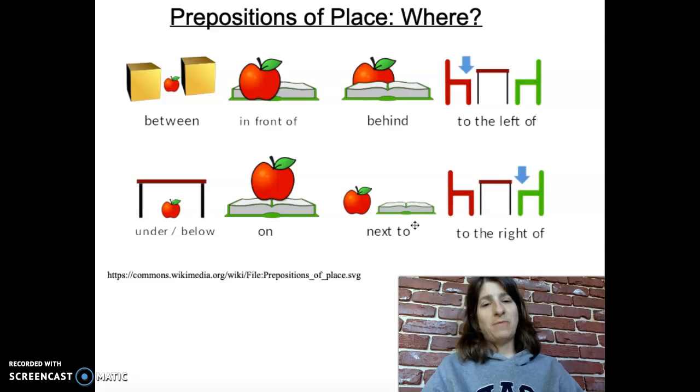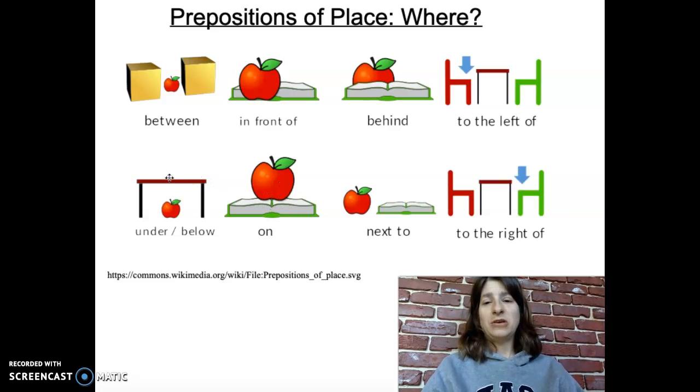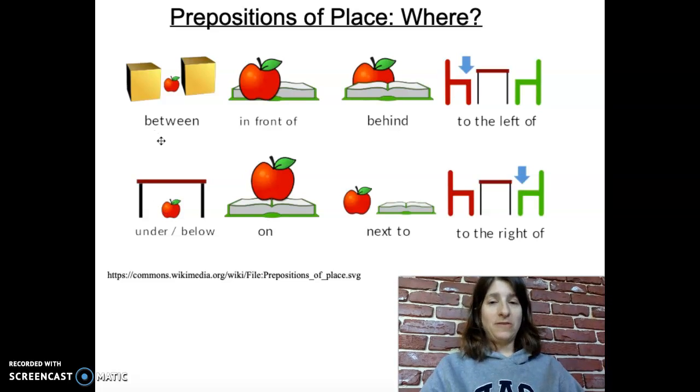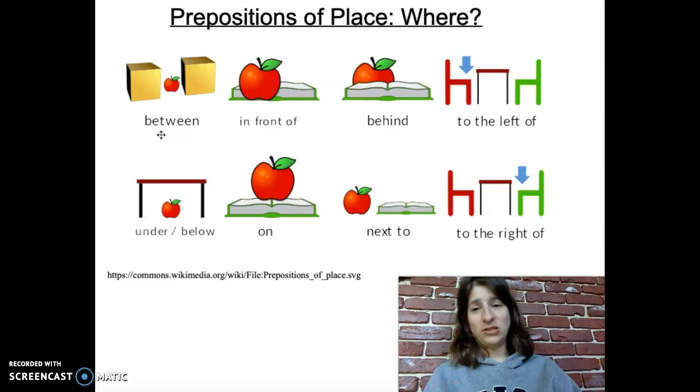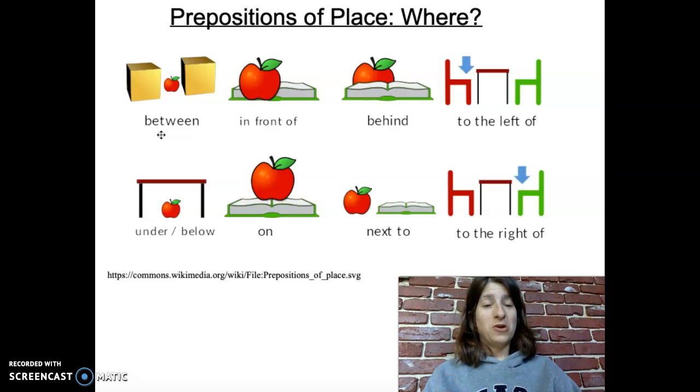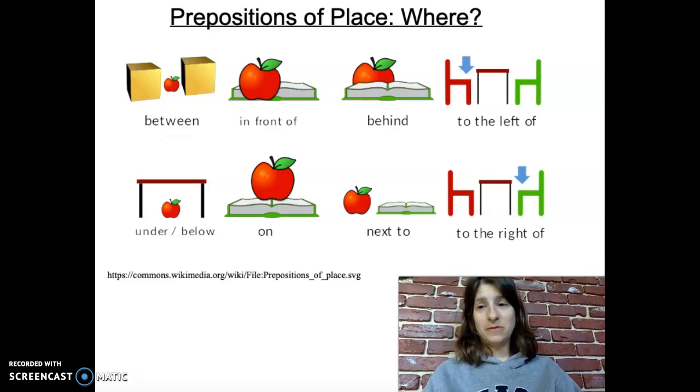In this picture, the apple is next to. I could also say it is beside the book. Here the apple is on the book. Here it is under the table, or I could also say the apple is below the table. All of these words, between, in front of, behind, to the left, to the right, next to, on, under, below, those are words that show me where something is in relation to something else.